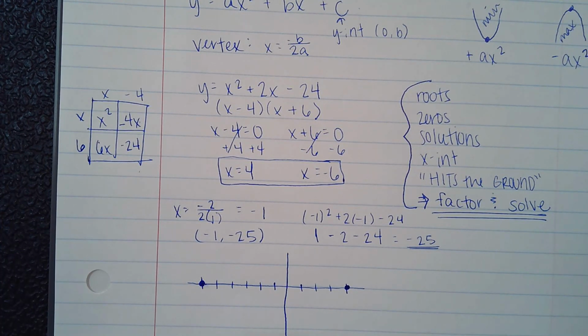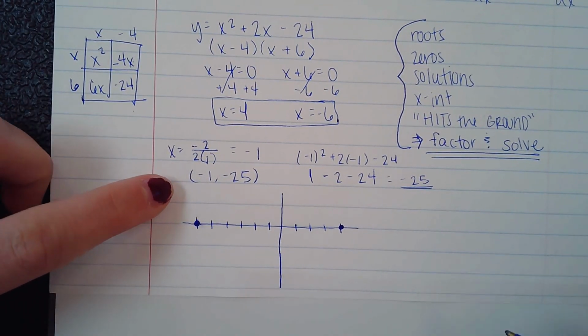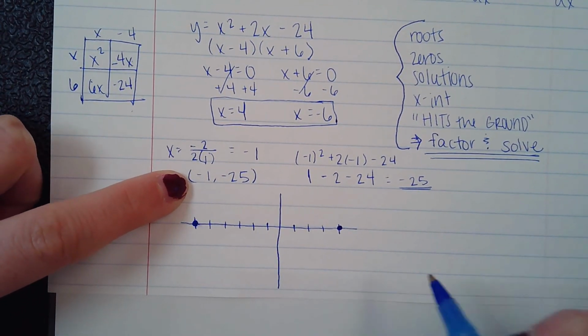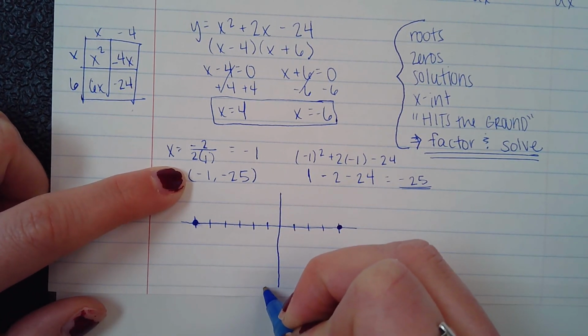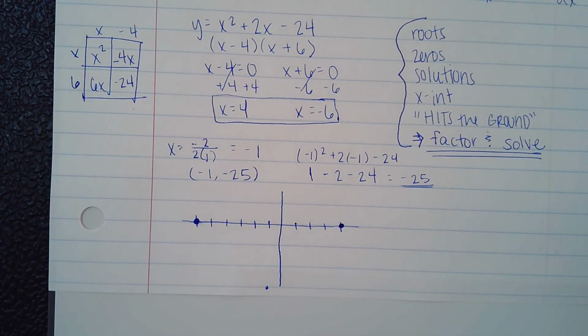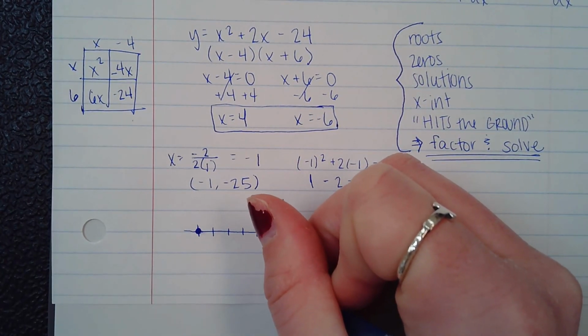The next part's going to be a little bit tricky just because of the scale here, but it's not a big deal. Our vertex is at negative 1, negative 25. So I'm going to go negative 1, and then we'll come down as far as we can and make that negative 25. Does that make sense? And then our y-intercept is supposed to be at negative 24 because that's our c value. So it would be just above that. So we'll put it somewhere in there.